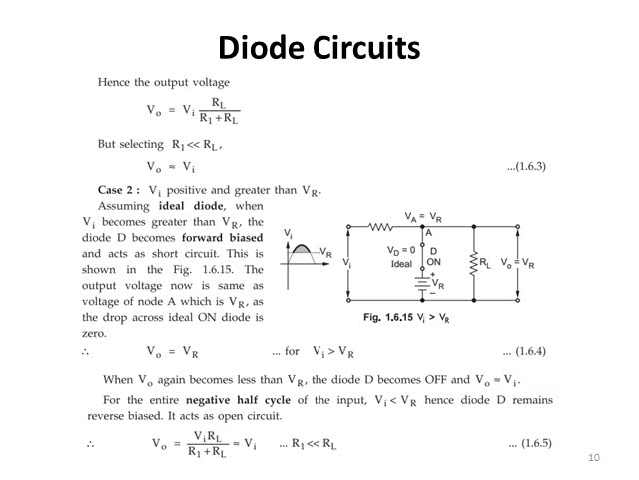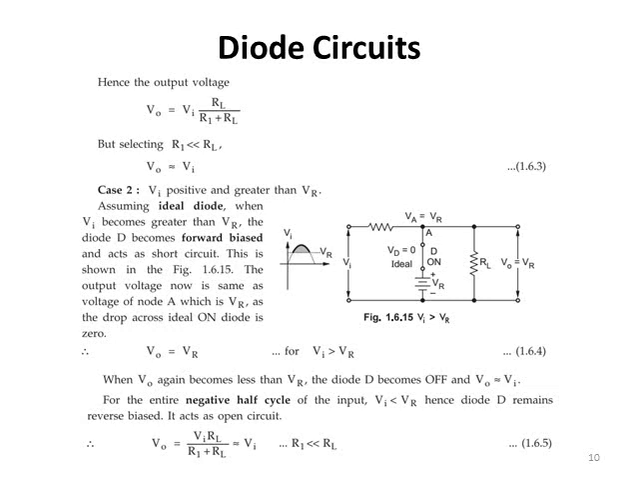In the second case, Vi is positive and is greater than Vr. Okay, assuming an ideal diode, when Vi becomes greater than Vr, the diode D becomes forward biased and acts like a short circuit. So this is shown in the figure here. The output voltage is now the same as the voltage of node A, which is Vr, as the drop across an ideal diode in the on state is 0. So V0 will be equal to Vr for Vi greater than Vr.